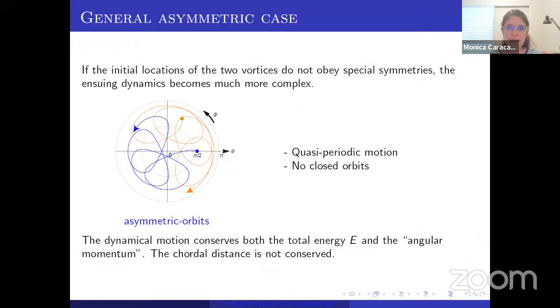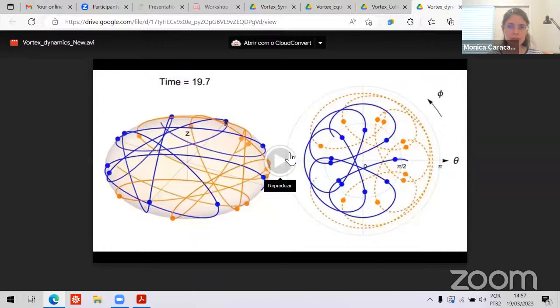Now the last example is this more asymmetric configuration. Start here, positive vortex here. This is a graph of theta, the radial direction, and phi, the transverse. For an arbitrary configuration of vortices, we no longer have a way to make predictions of the orbits, so we have just the numerical solution.